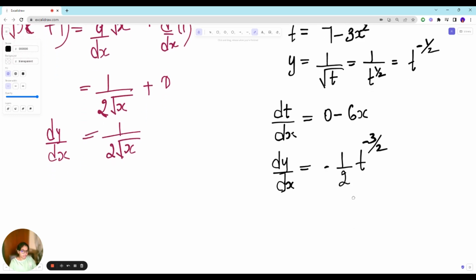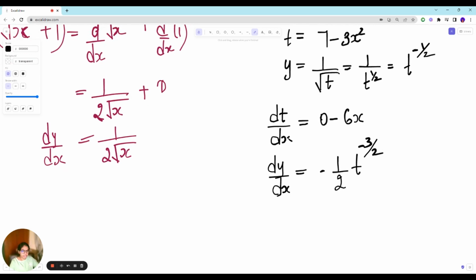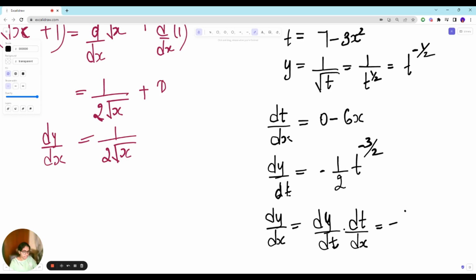Okay, so now, this is dy by dt, right? Now, what should we find? We should find dy by dx. Yes, I'll multiply and divide by dt. What will I get? dy by dt into dt by dx, correct? Now let me substitute. dy by dt is equal to how much? It is minus half.